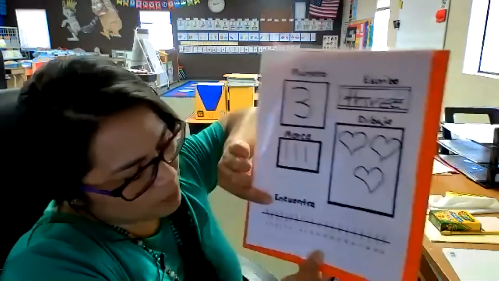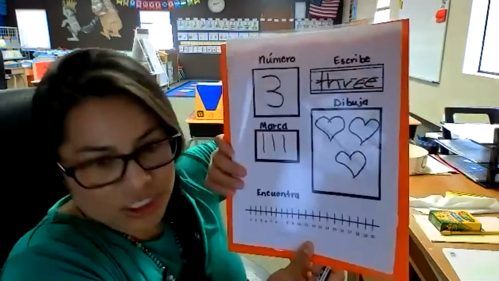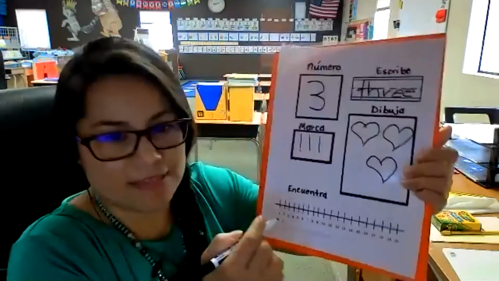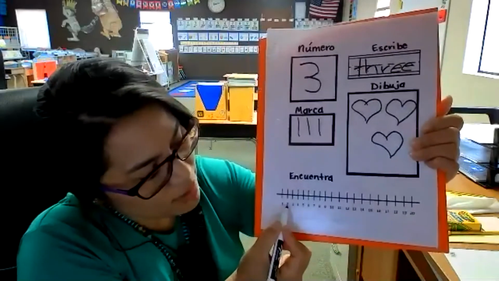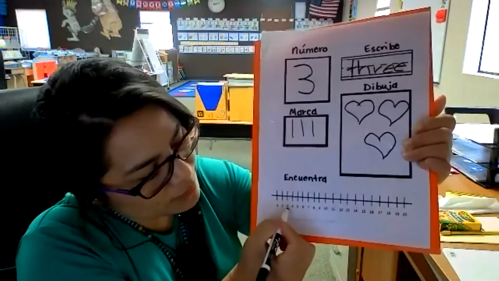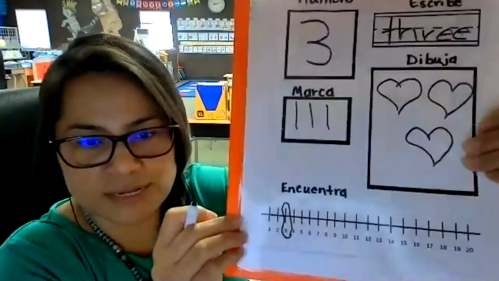Okay, now on the bottom, we're going to find the number 3. So we're going to count and touch each number as we go on the number line, and then circle that number 3 on that number line. Here we go. 1, 2, 3. Right there. I'm going to circle it to show that's number 3.